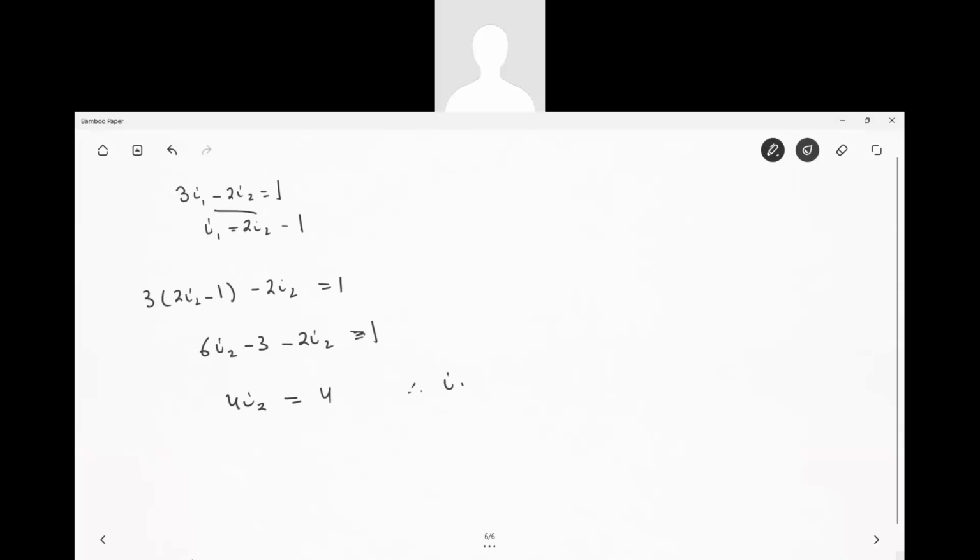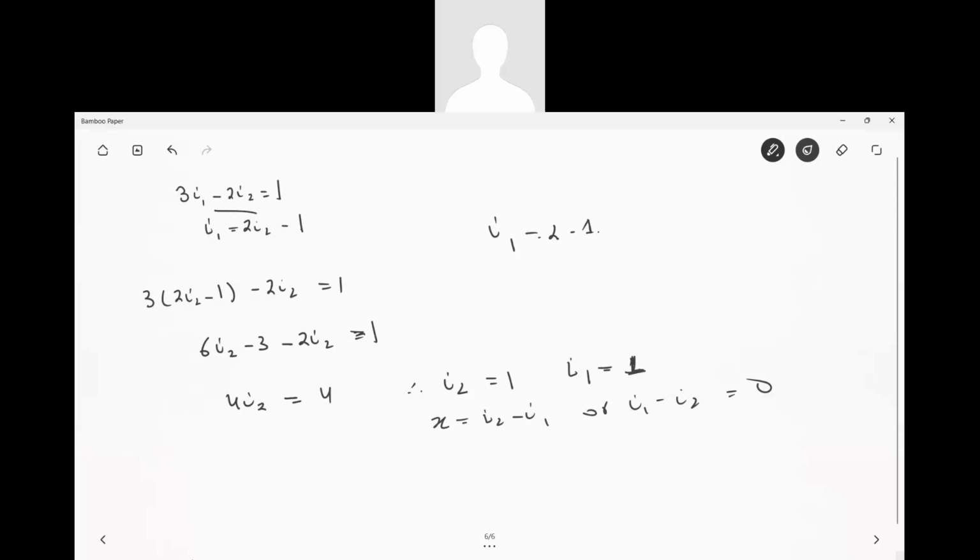is equal to 4. So therefore I2 is equal to 1 and I1 is equal to 2 minus 1. Correct? I2 is equal to 1 and I1 is also equal to 1. Right? So X is equal to I2 minus I1 or I1 minus I2. In both the cases that is 0. Correct? Understood?